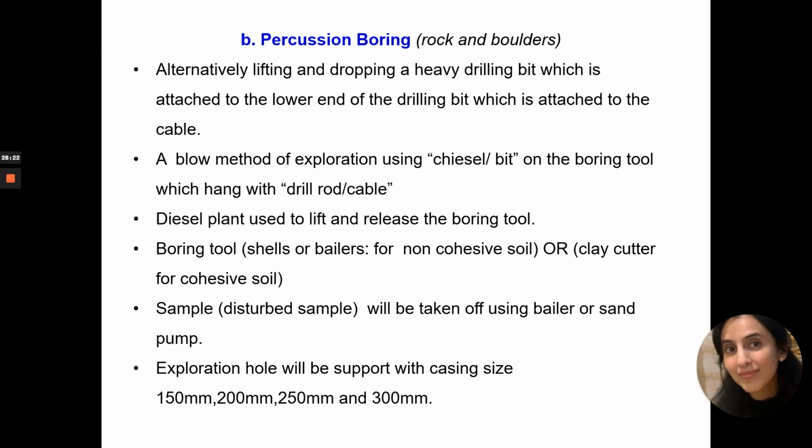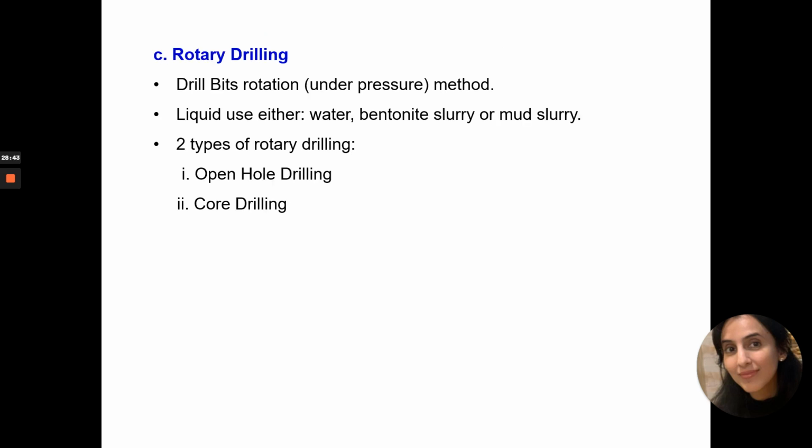One you can use for rock and boulders. It's the same thing, the same technique basically, but different machineries. This one you have the chisel bits at the tip, and you will have the rod or cable, and you use a diesel plant and boring tools, something like that. And then rotary drilling.